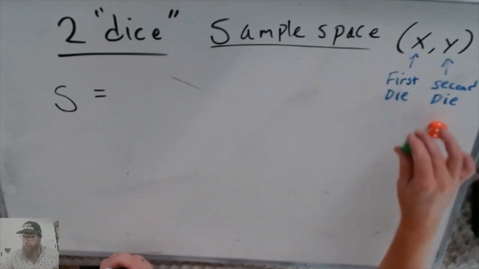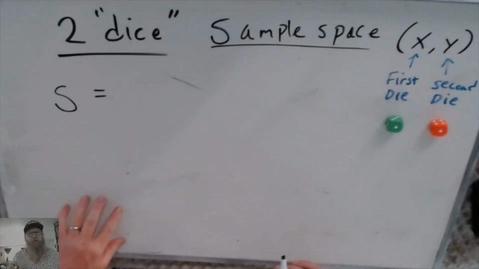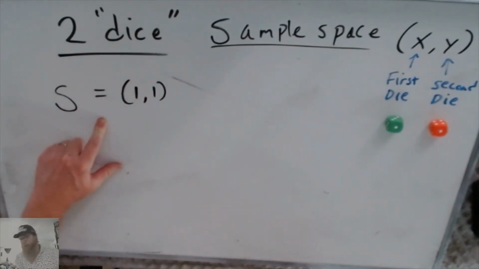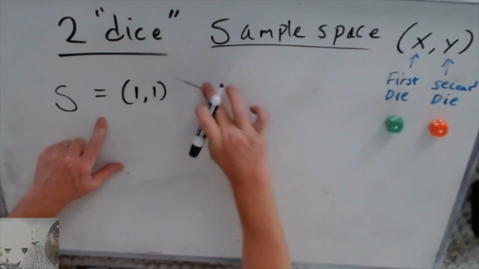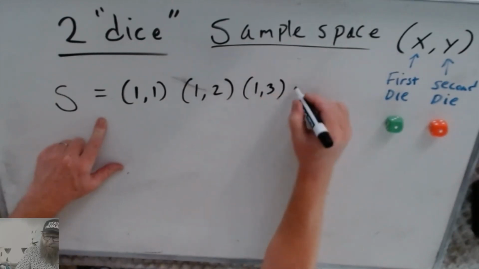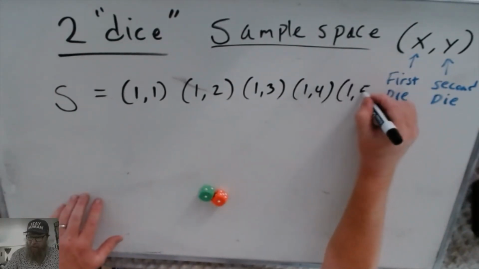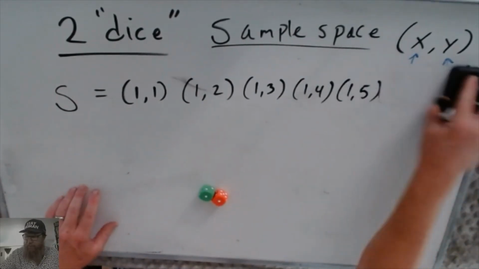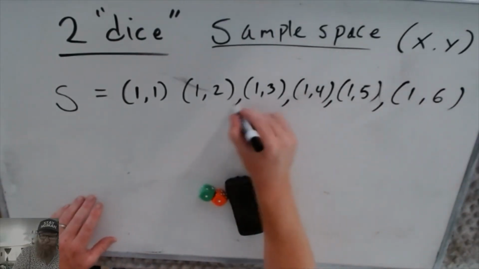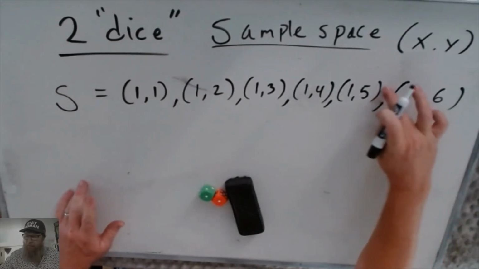So I'm not going to sit here and roll every single possibility. We're just going to use a little mathematical generalization. The sample space, I could get a pair of 1s. I could get a 1 and a 2, a 1 and a 3, a 1 and a 4, a 1 and a 5, and a 1 and a 6. So there are 6 possibilities if the first die rolls a 1.